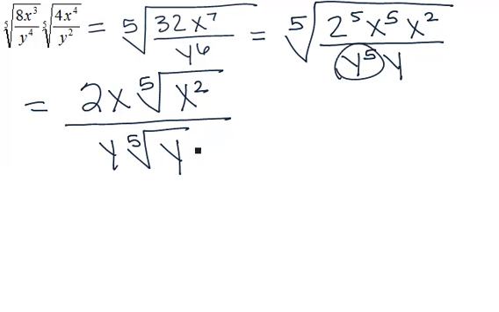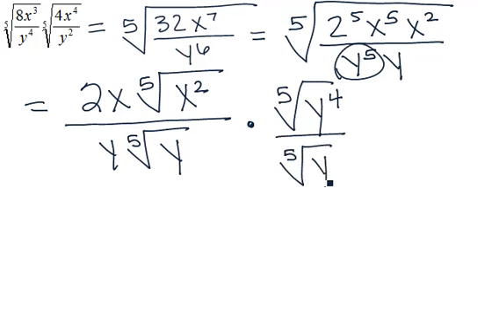So now from here we want to rationalize the denominator. We're going to want to multiply the top and bottom by the fifth root of y to the fourth, so that we'll have a y to the fifth underneath that radical.